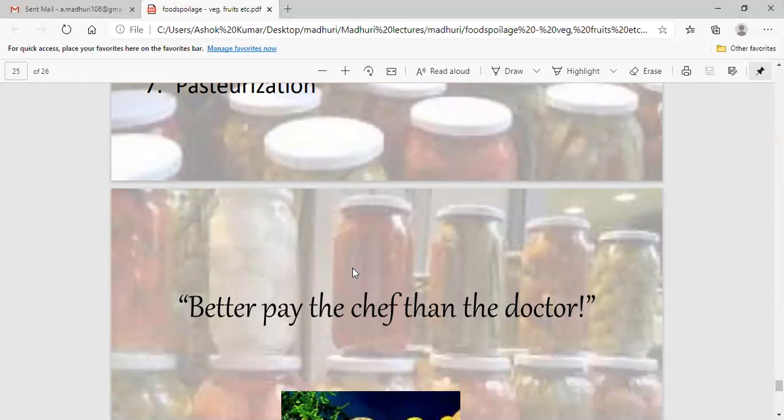So there is a saying that better pay the chef than the doctor. We should be very conscious about our food, what we are having, so that we can be away from this food poisoning. So thank you for listening patiently.